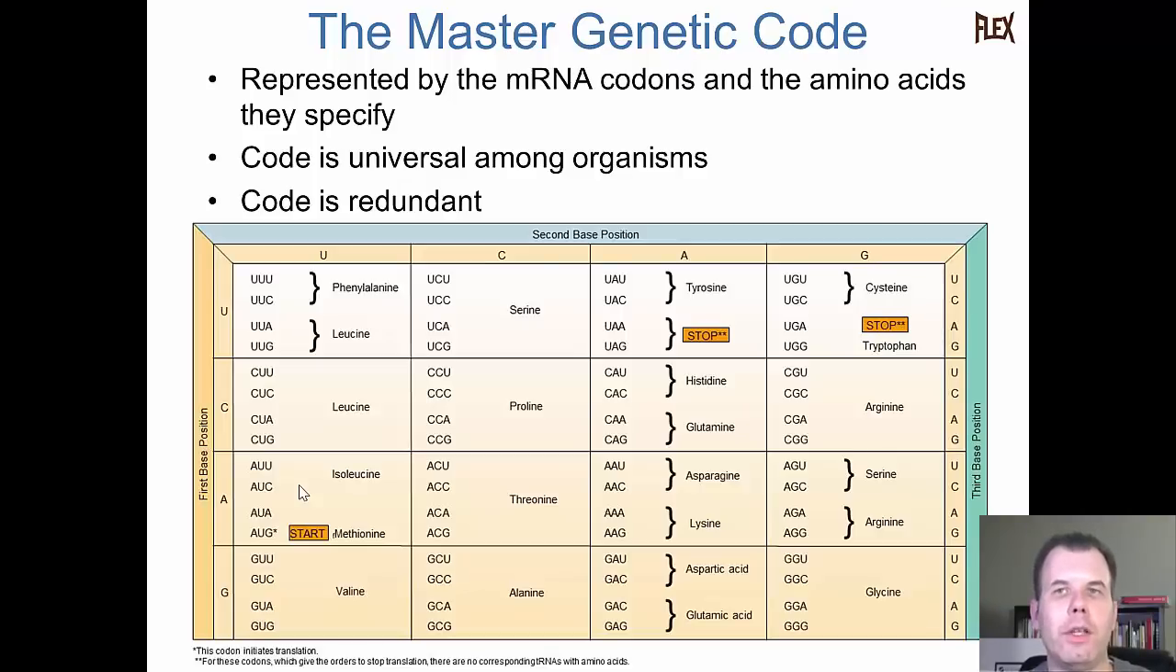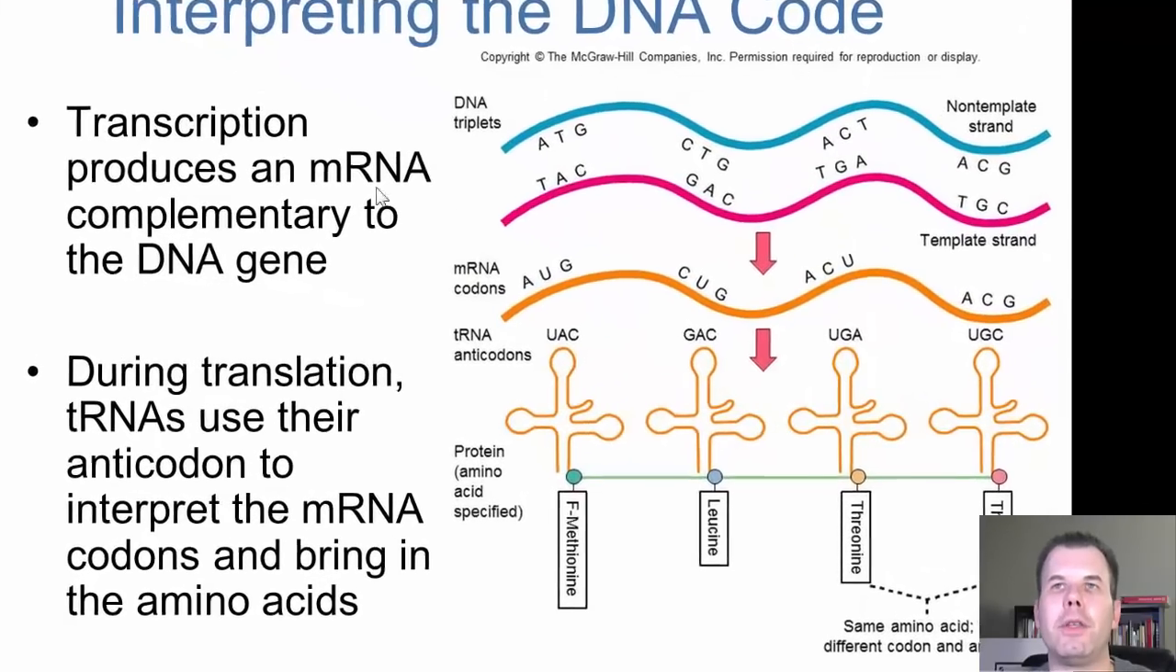And this code is redundant, so you have more than one word for each amino acid, because there are only 20 amino acids. What that redundancy means is that a number of words mean the same thing. So if things get changed by mutations, it really doesn't affect the DNA too much or the protein too much, because you have this redundancy in what they mean. Hopefully that makes a little bit of sense. All right, and so now we want to interpret the DNA code.